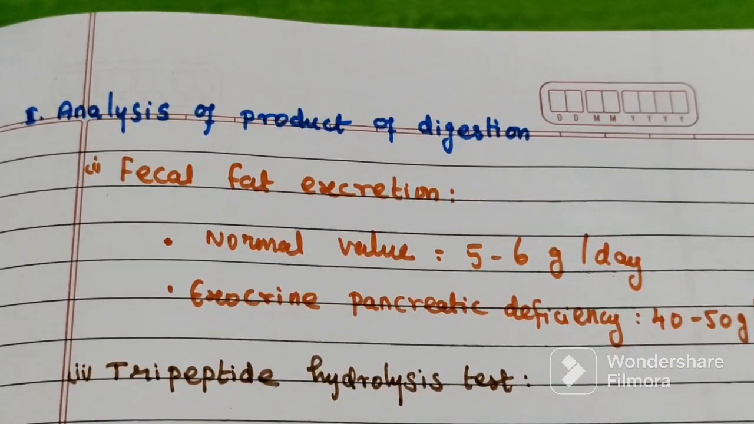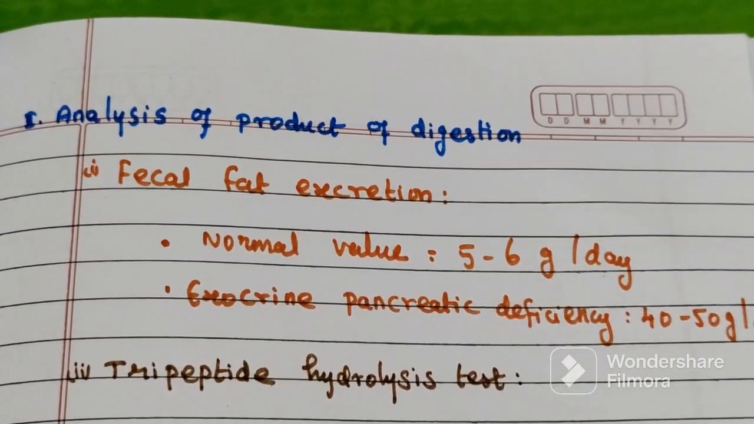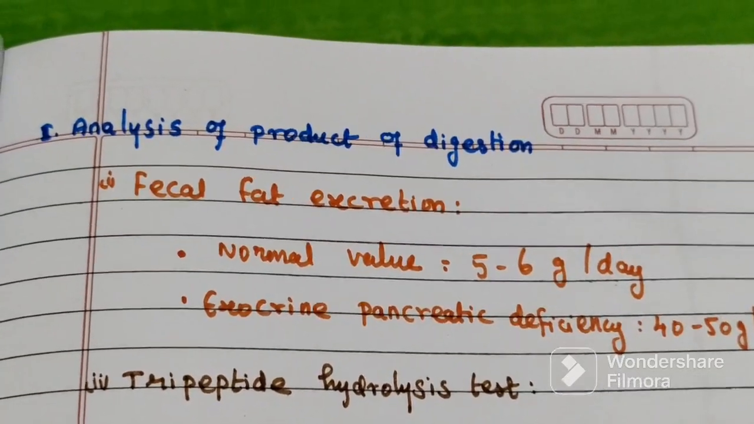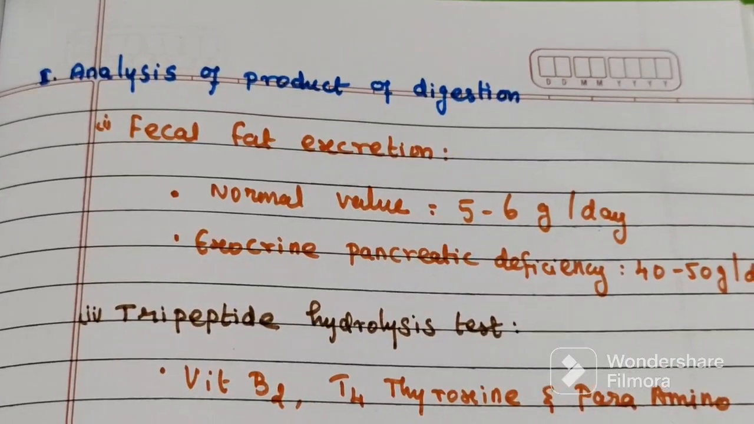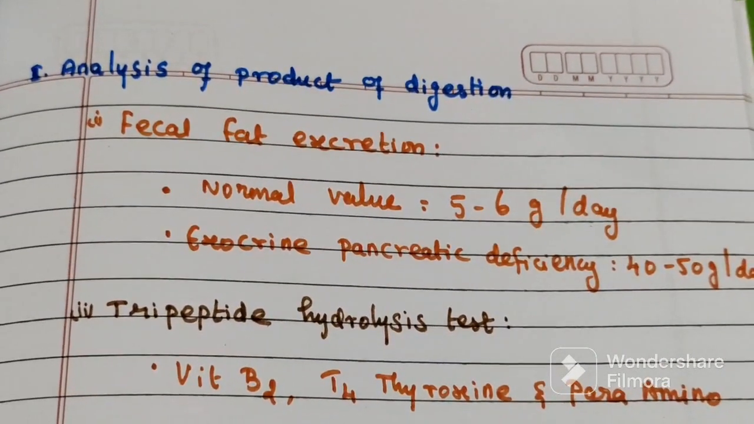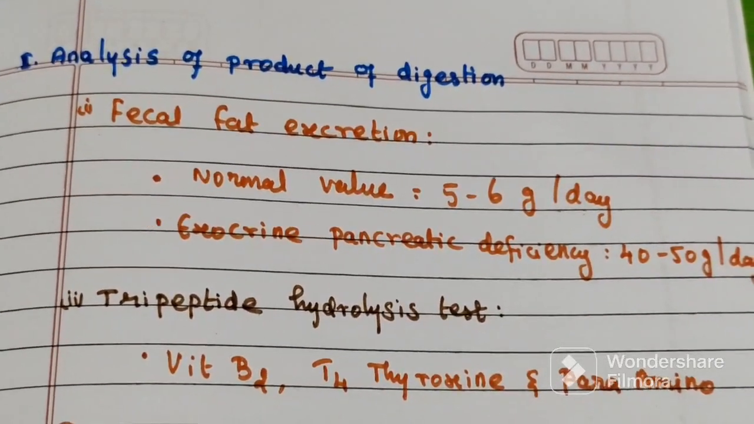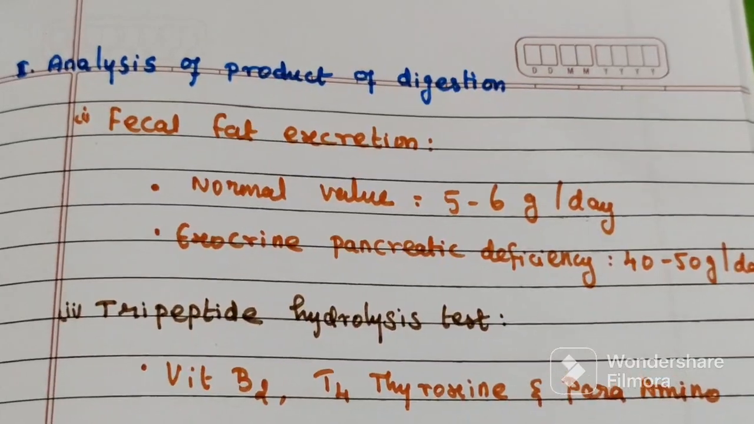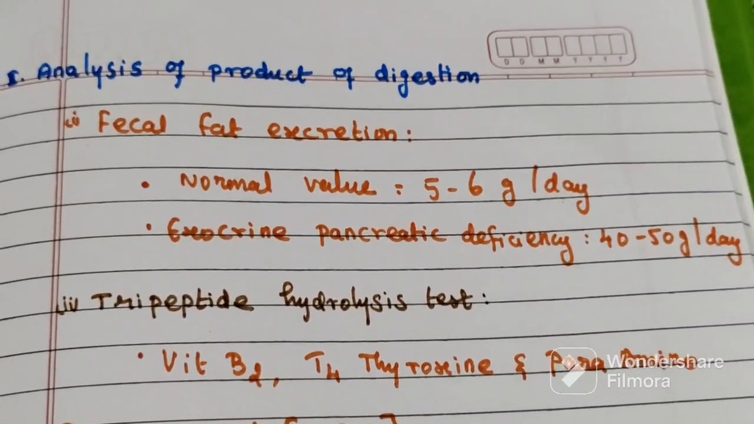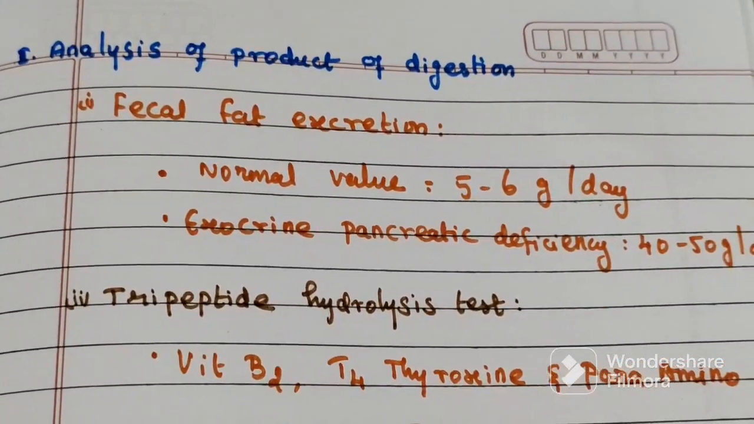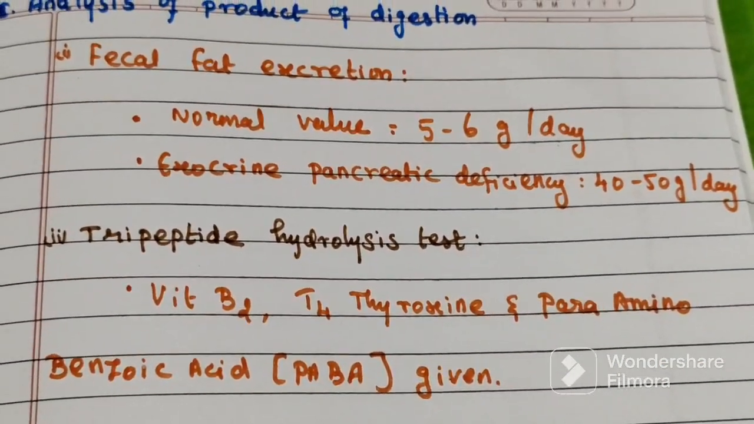The second one is analysis of products of digestion, that is fecal fat excretion, the fat content in the stool. Normally it is only 5 to 6 grams per day, but if there is pancreatic insufficiency, fat is not digested and so not absorbed, so fat excretion is 40 to 50 grams per day.